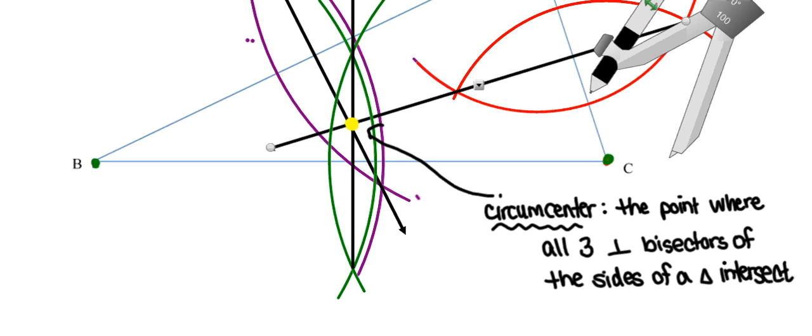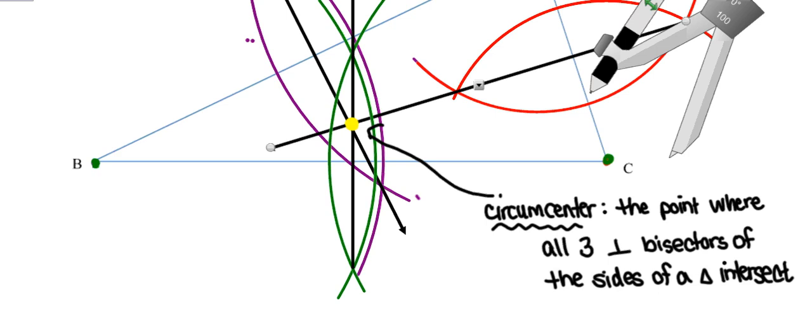And again, we might look at some of the cool properties of that when you come back to class. But those are the nuts and bolts. That's the nitty-gritty. That's what you need to know. Circumcenter is the point where all three of the perpendicular bisectors of the sides of a triangle intersect.